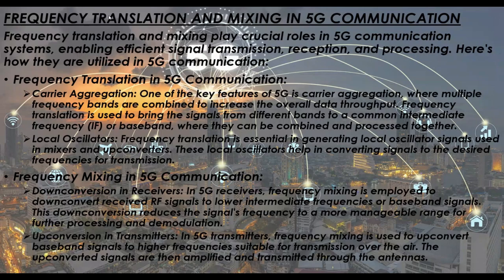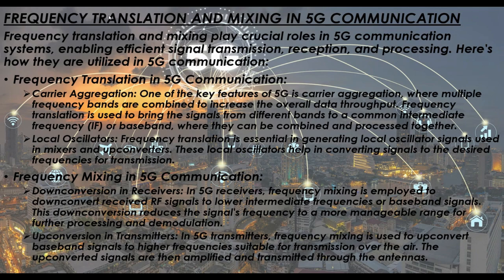One of the key features of 5G is carrier aggregation, where multiple frequency bands are combined to increase the overall data throughput. Frequency translation is used to bring the signals from different bands to a common intermediate frequency or baseband where they can be combined and processed together.